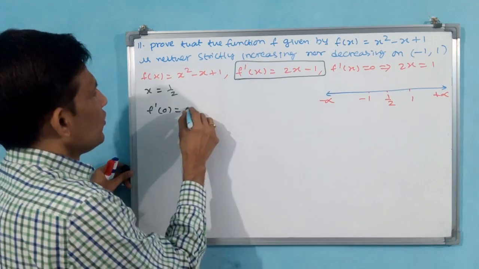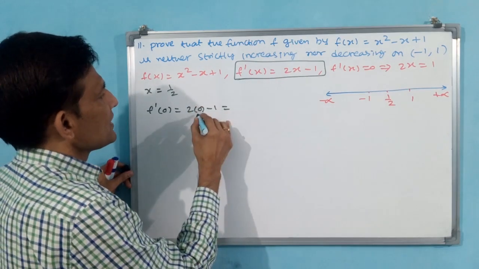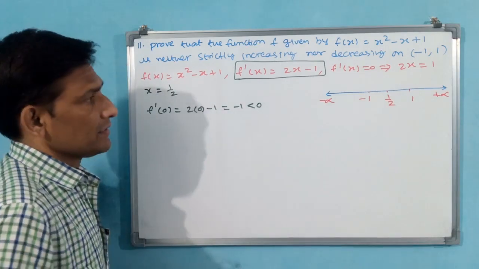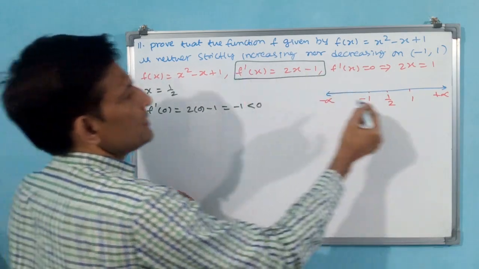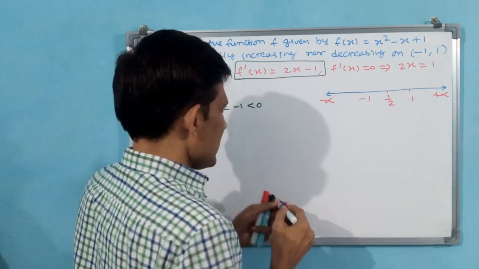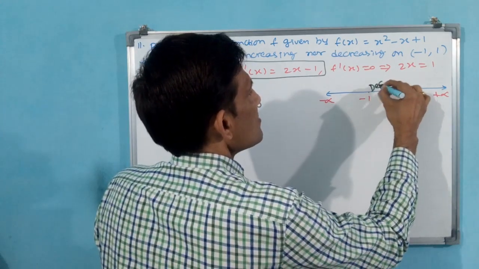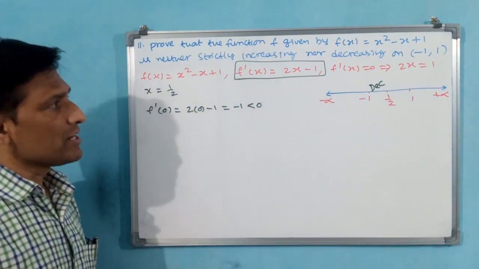f'(0.2) is 2 into 0.2 minus 1, that is equal to 0.4 minus 1, which is less than 0. That means here it is decreasing. Shall I write decreasing, DEC? Okay, minus 1 to 1 by 2, decreasing has come.